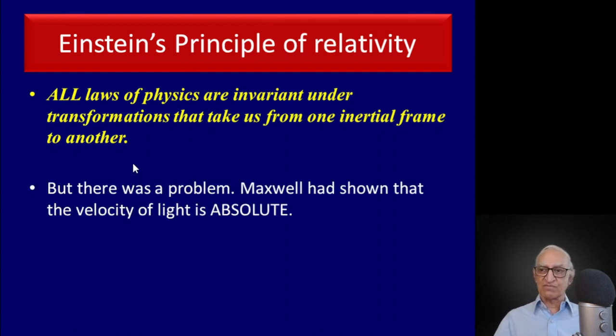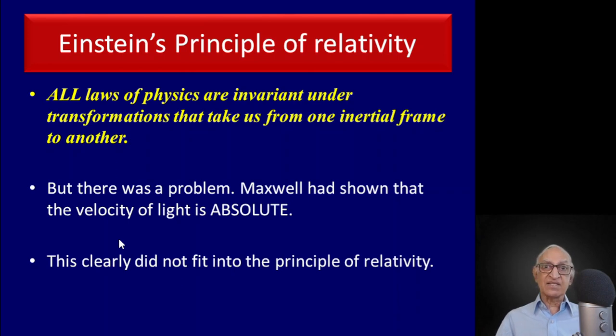But there was a problem. A few years earlier, 50 years earlier, Maxwell had shown that the velocity of light is constant and is absolute. This clearly did not fit into the principle of relativity. Why?